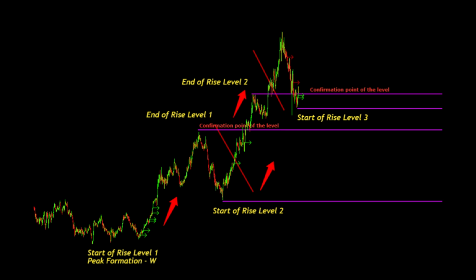So here's an example. From the start of rise level 2, when price crosses above the peak of rise level 1, the level is confirmed as level 2. Now, a rise level is invalidated if the retrace to the start of the next level goes lower than the start of the previous level.